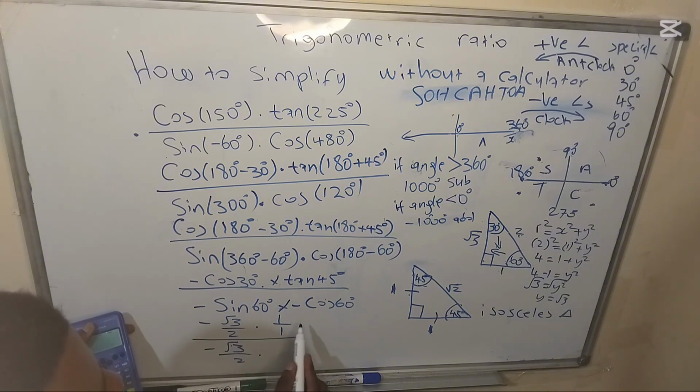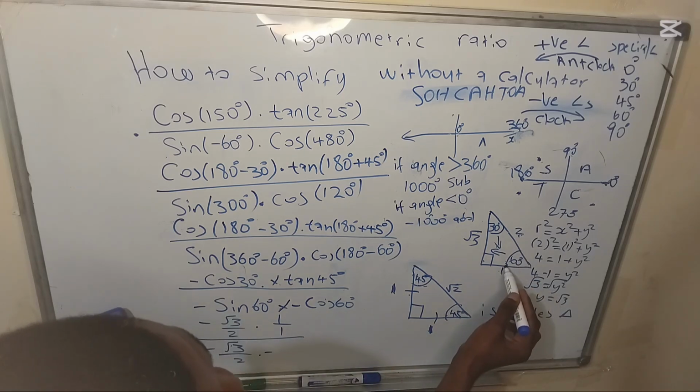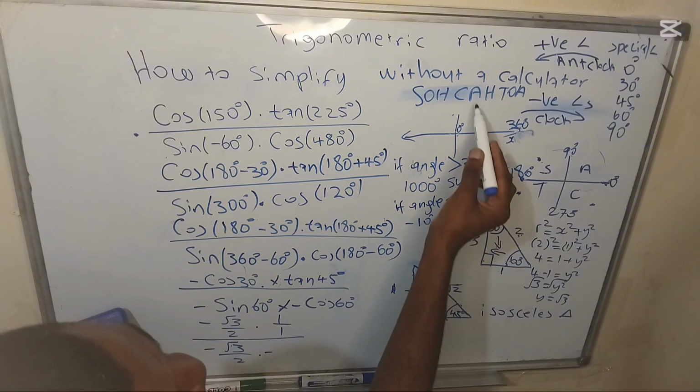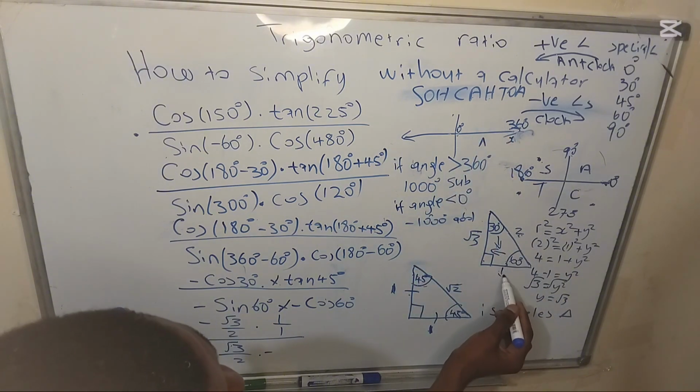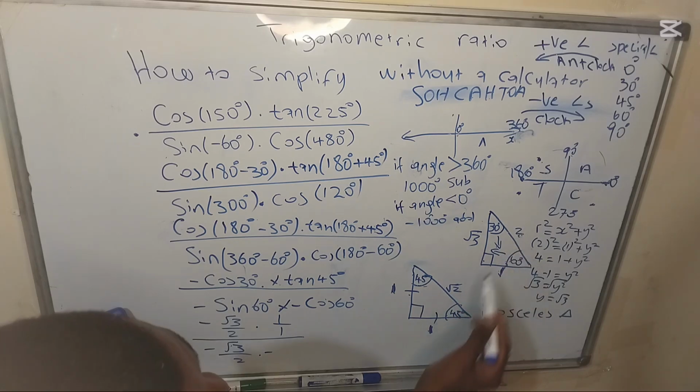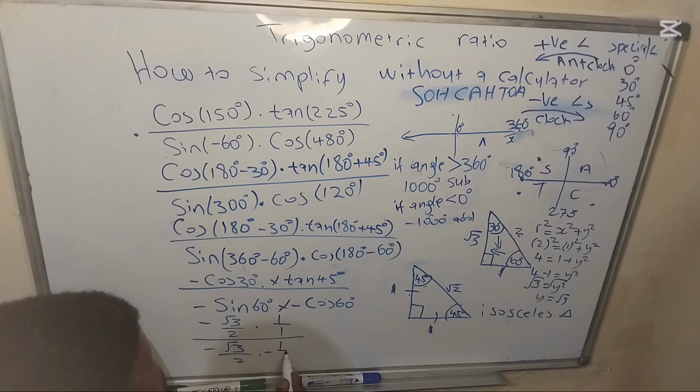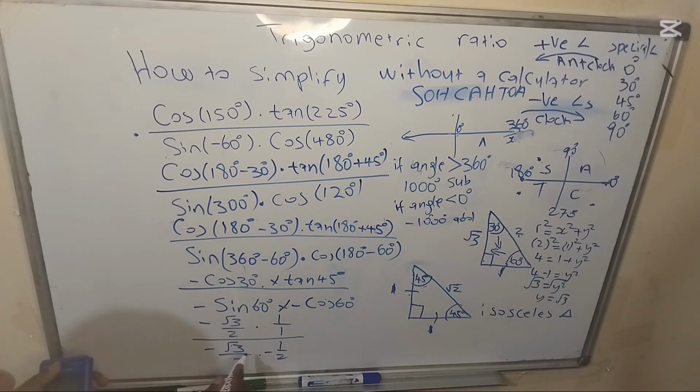Multiply by what? Multiply by negative cos 60 degrees. Cos 60 degrees is adjacent over hypotenuse. Our adjacent is equal to 1. What about our hypotenuse? Our hypotenuse is equal to 2, meaning that we have 1 over 2. So let's try to simplify this.